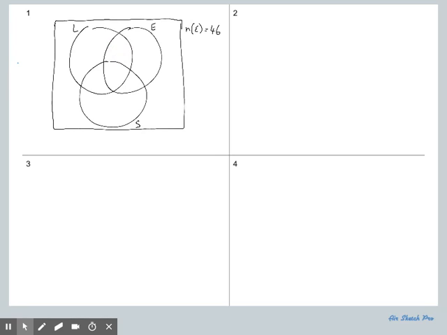We could go around the whole lot for that. But importantly, the bit I've highlighted here would represent students who own a lion and an elephant and a snake. So it's the intersection of all three circles. We good so far?